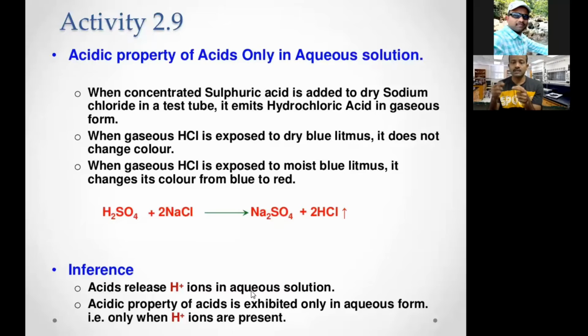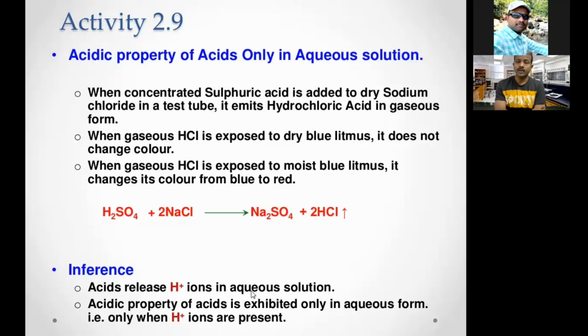When this dry HCl, where there is no water in the HCl, is kept on blue litmus paper, it will not change the color to red. Already we know that blue litmus paper changes to red in acidic medium. This HCl gas is also an acid, but it's dry HCl. So when dry HCl contacts the paper, it will not give any color change. Why? Because there is no moisture. If there is no moisture in the dry HCl, it won't give H plus ions. If there are no H plus ions, there is no color change in the blue litmus paper, right?